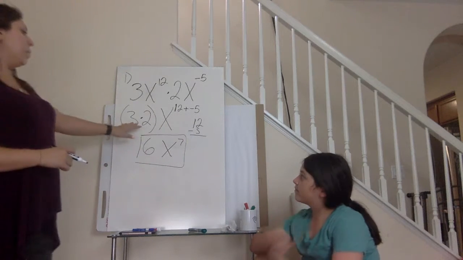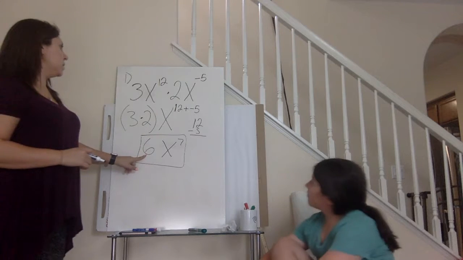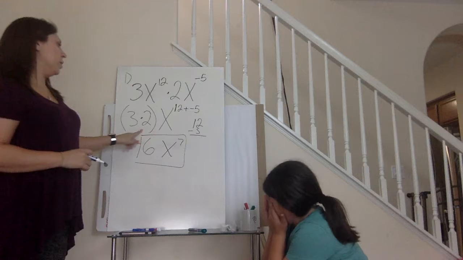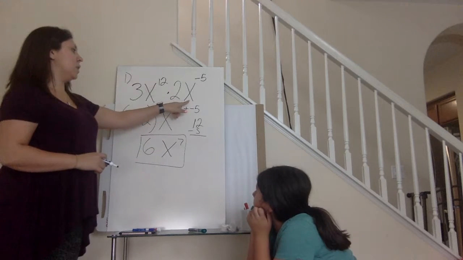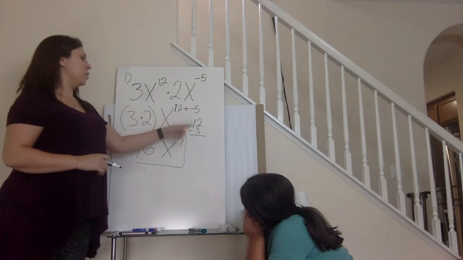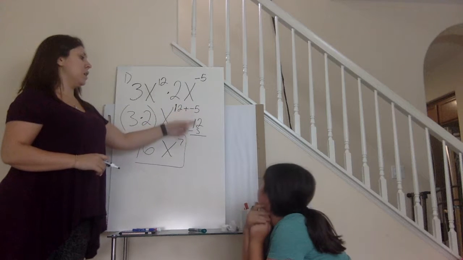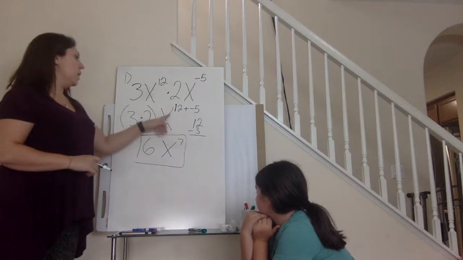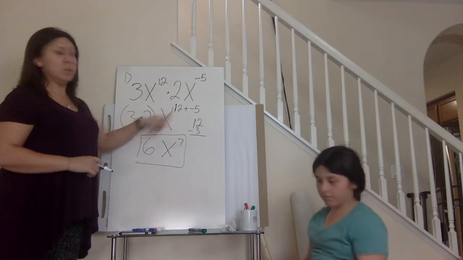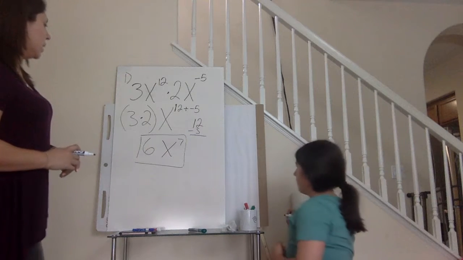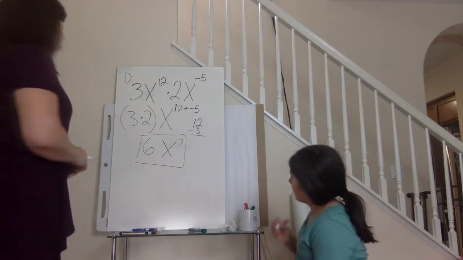I multiply 3 times 2. That gives me 6. So the 3 from the front and the 3 from the side get put together. I take the base that they have in common, so that's the x. I take its exponents and add them up together. Since it's a positive and a negative, I am going to subtract. 12 minus 5 gives me a 7. 12 is bigger, so my 7 is going to be positive. So the answer is 6x to the 7.